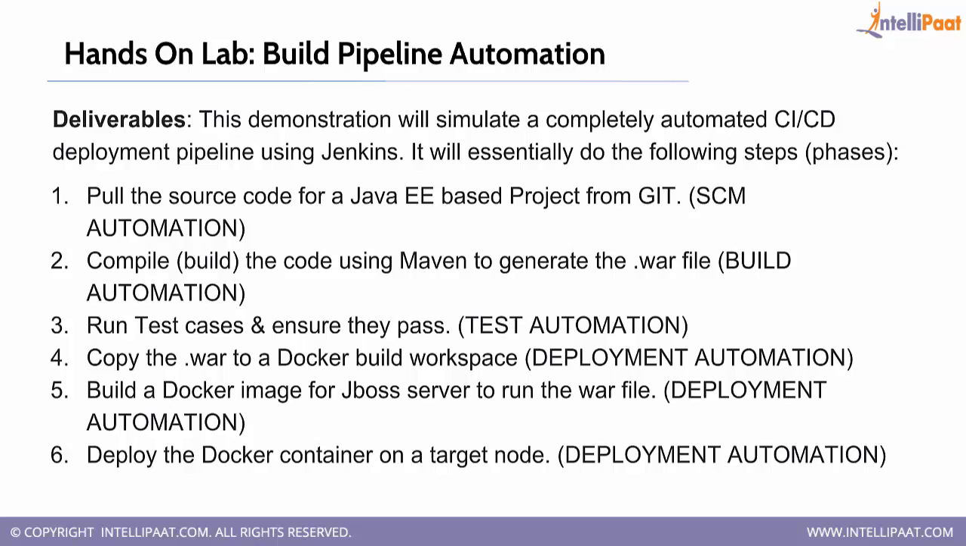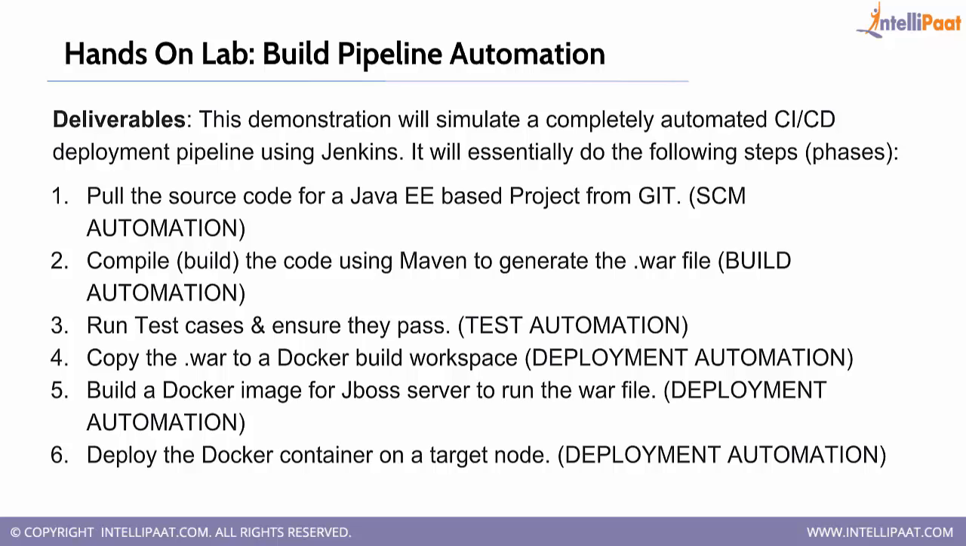Okay, now let's move on to a hands-on lab where we will automate this entire pipeline, and this demonstration will simulate a completely automated pipeline using Jenkins. The first task is to understand how to set up this pipeline in Jenkins, and then we will set up the environment where we have a Java EE based project in GitHub, and we will pull that code using Jenkins in a completely automated fashion, and then we build the code and generate a war file, and we'll be using Maven in order to build the code.